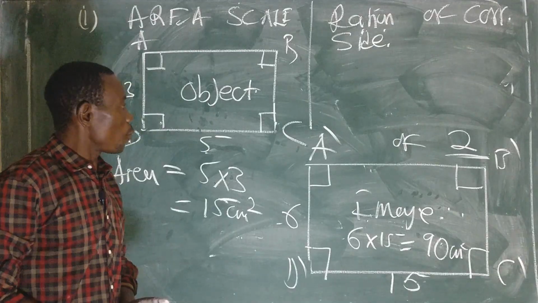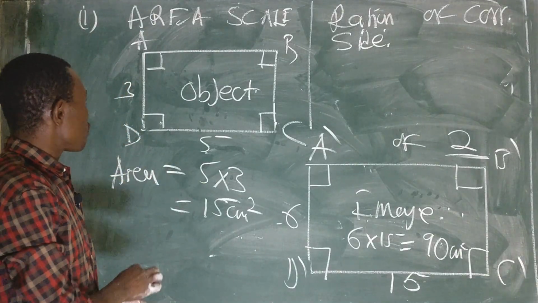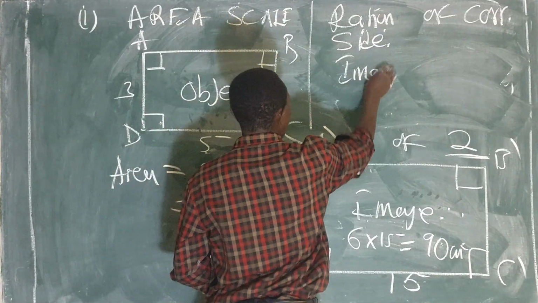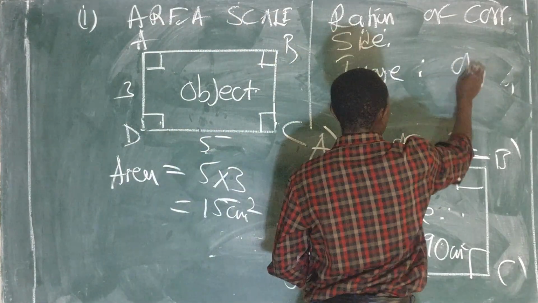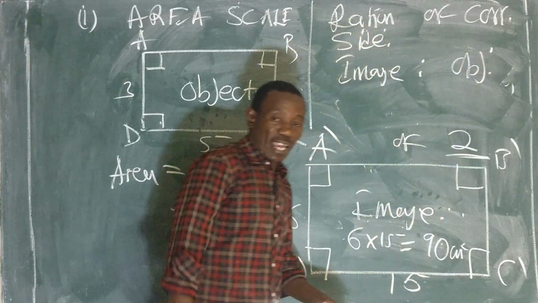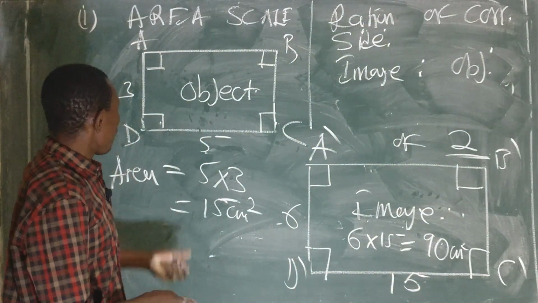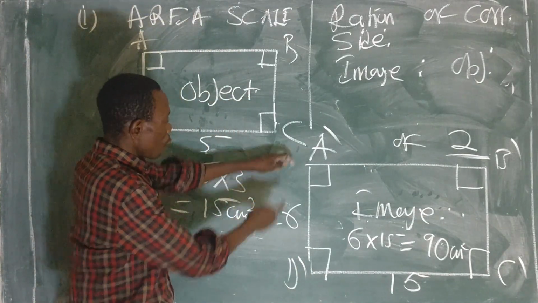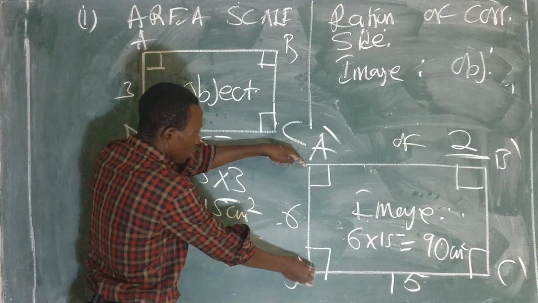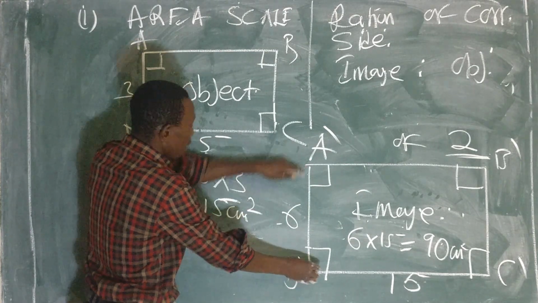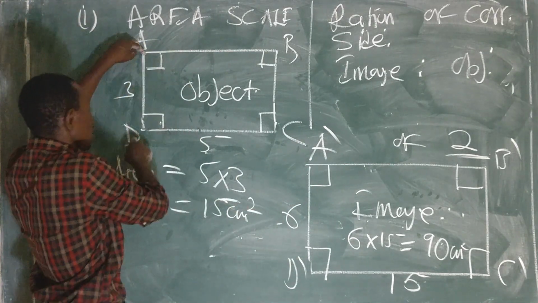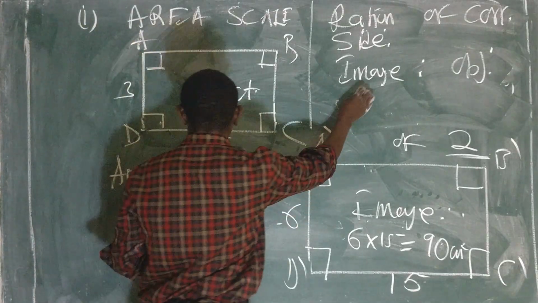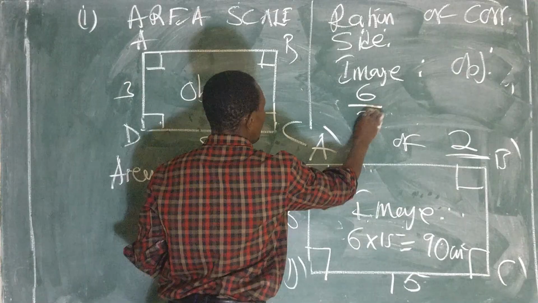That is a talk of the image, in this case, to the object. I'll take it this way, image to the object, corresponding sides. If I talk of the ratio of the corresponding sides for the image, in this case, I'll talk of the width, that is A prime D prime, that one corresponds to AD. So this one is 6, this one is 3. The ratio here is just like 6 to 3.